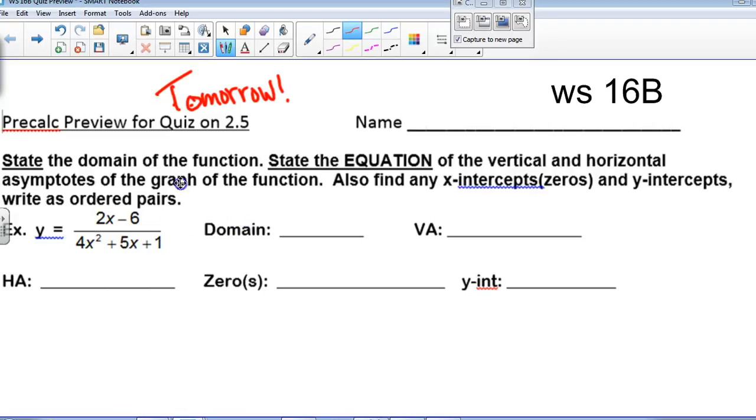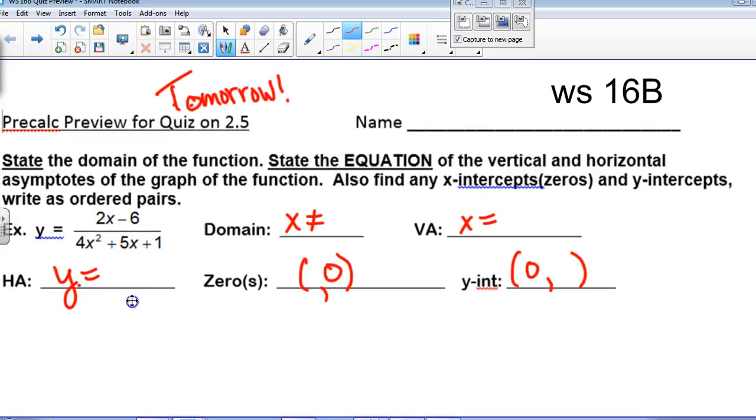There are 3 questions like this first example where you're going to want to factor, find the domain, vertical asymptotes, horizontal asymptotes, zeros, and y-intercepts. Zeros and y-intercepts need to be written as ordered pairs. Domain is x cannot equal. Vertical asymptotes are x equals. Horizontal asymptotes are y equals. We're good? You may use the gold one-sided reference sheet.